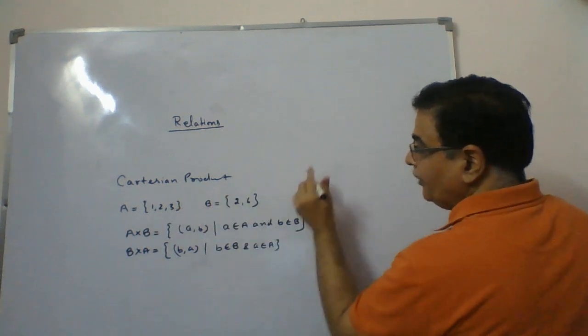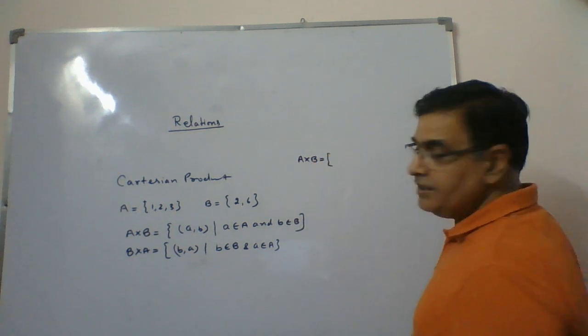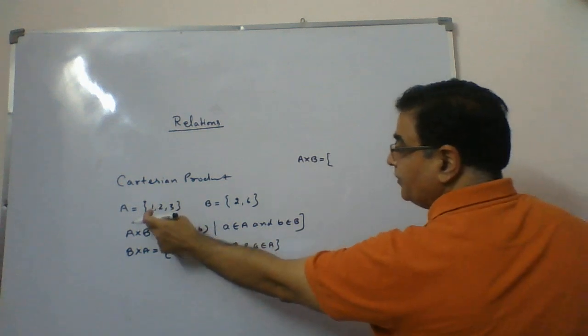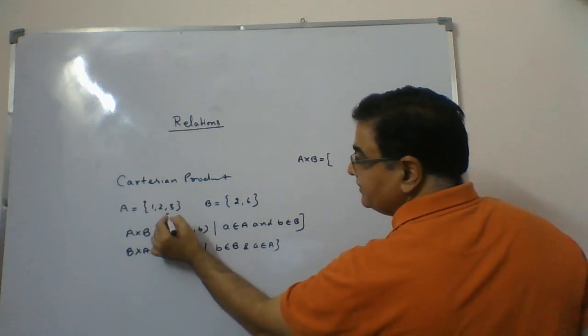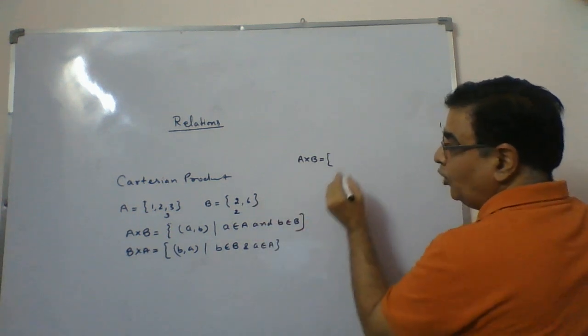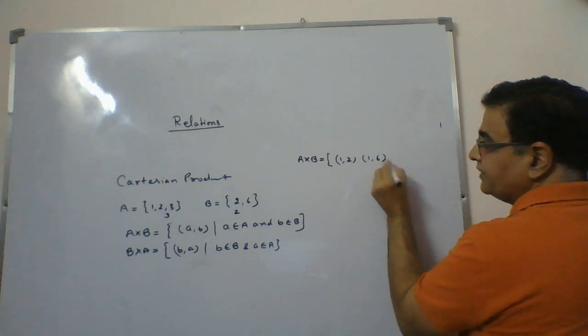So directly, if I say you write down what A cross B is, it is very simple. The first element should be taken from here, the second from here. How many ordered pairs will there be? This has 3 elements, this has 2 elements. So 3 into 2, a total of 6 elements will be there. What will that be? First will be 1 comma 2, 1 comma 6.